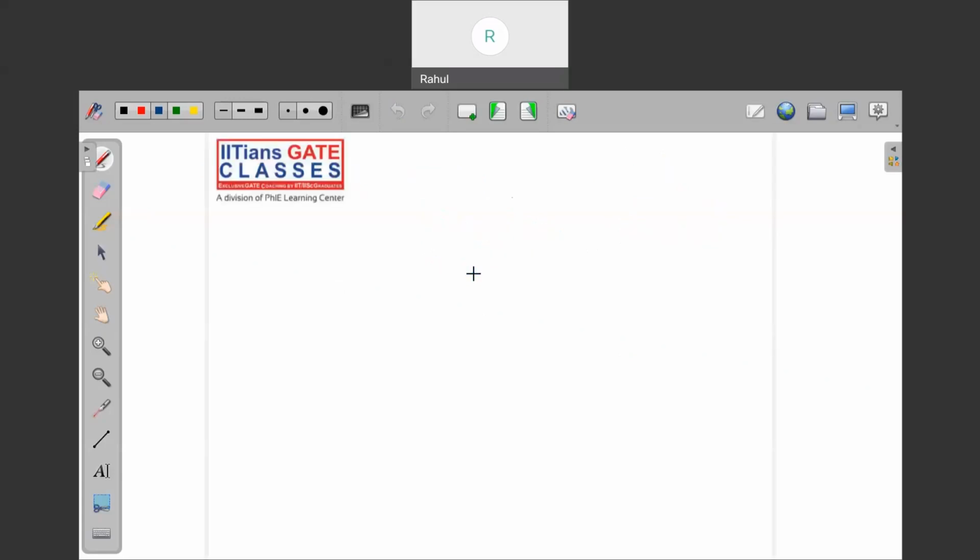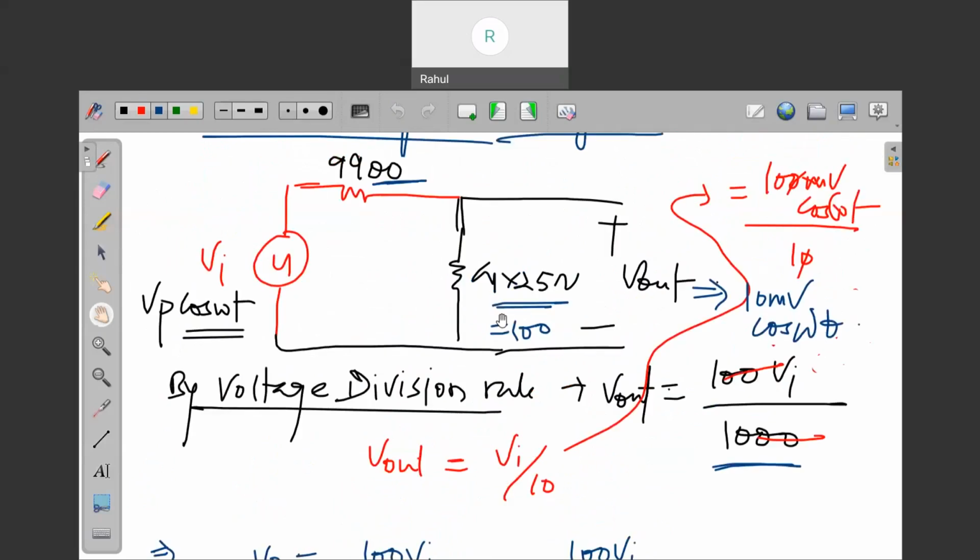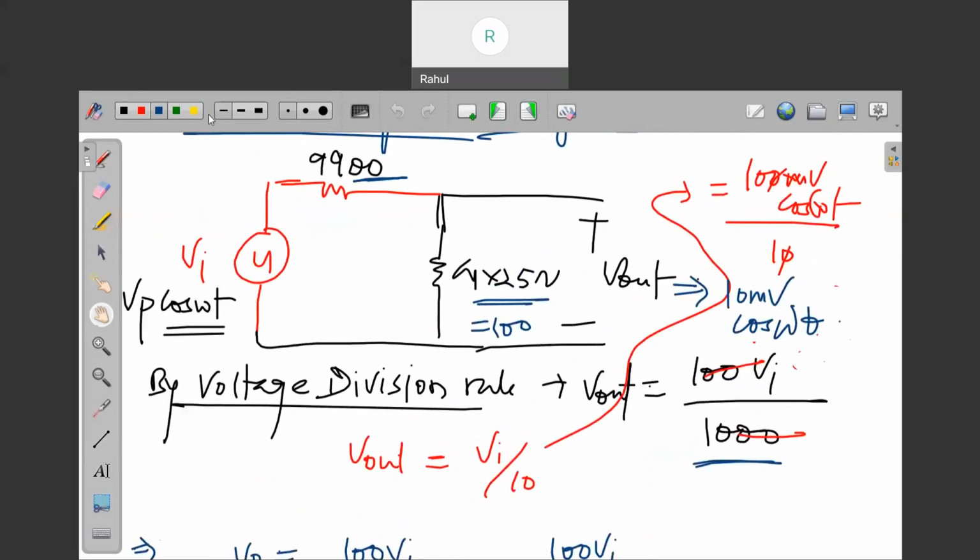Okay, please take care of this. Here is the mistake. This will not be 1000, this will be 10,000. So the answer will be 1 millivolt only, right? 1 millivolt.